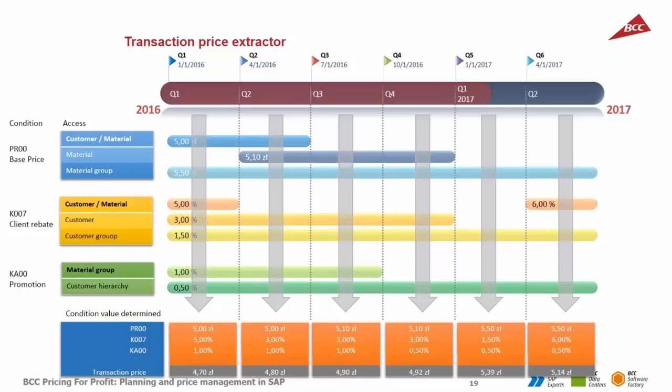As a result of our report, we firstly have reports defined from today to some date in the future, and in the table, which will be presented by the report, we have the calculated values. So the result is the transaction price, seen here, divided into quarters. 470, 480, 490, 429, 492, 539, and 514.